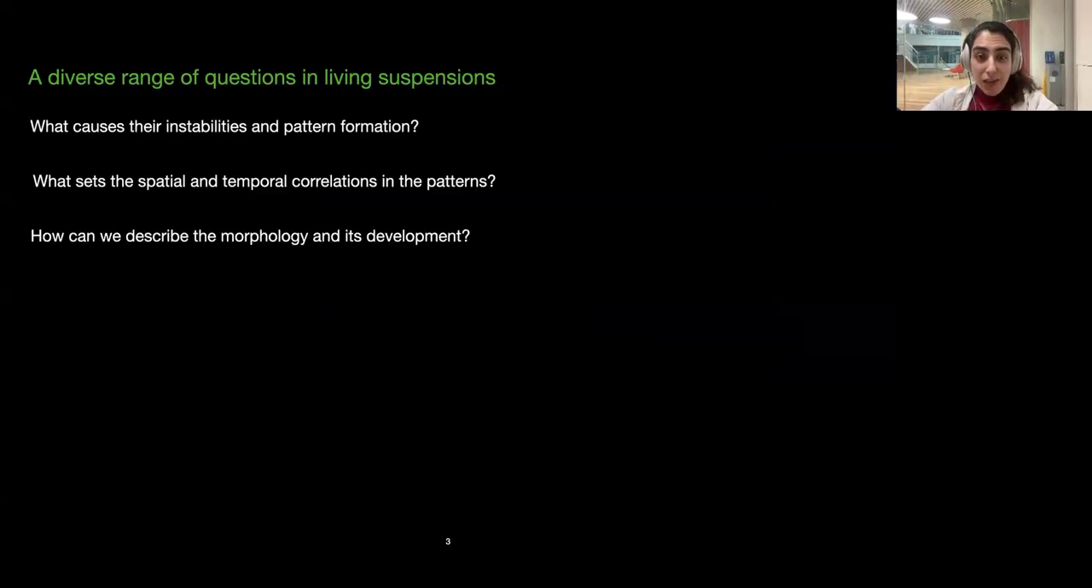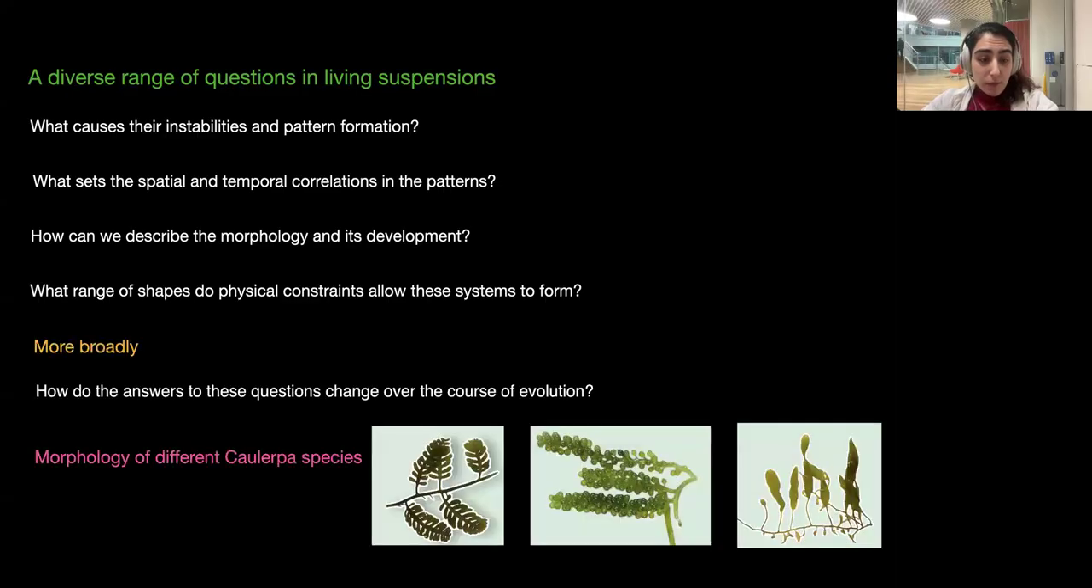And how does the morphology and geometry of these things change over time? And what are the range of shapes and morphologies that we can get in these systems, constraints from mathematics? And also, for all of these questions, we can look more broadly and ask all of these questions in an evolutionary time scale and look at how the morphology changes during evolution. For example, here I have an example of the seaweed I showed you earlier over the course of long time, the evolutionary time. And you can see that the morphology changes a lot during this time scale.